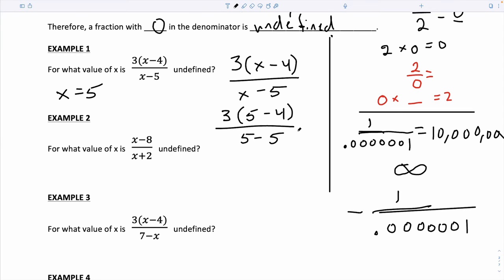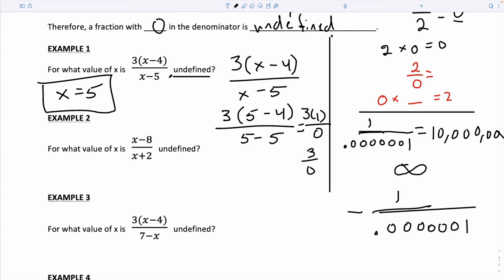So 3 times 1 and 5 minus 5 is 0. So we get 3 over 0. This can't work. This is undefined. So you just found x equals 5 would be the only number that would make it undefined.